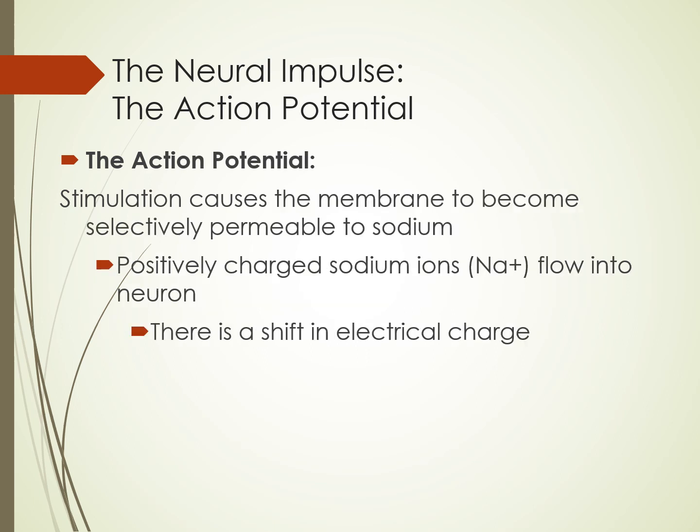By permeability to sodium, we're going to say that the membrane is selectively permeable to sodium. And again, those positively charged sodium ions are going to flow into the neuron. So we're going to see that shift in electrical charge, right? As those positively charged ions are coming in, we're going to go from negative 70 millivolts up and up and up to positive 40 millivolts.